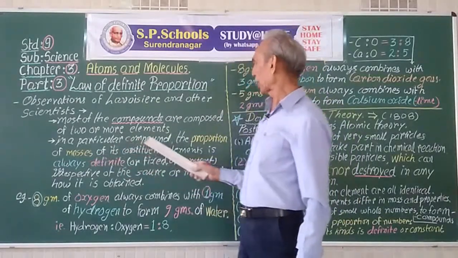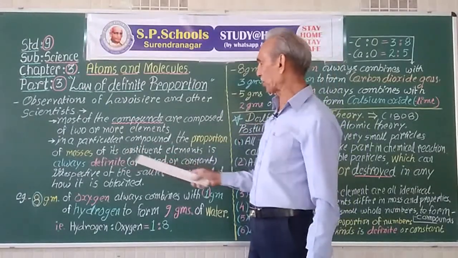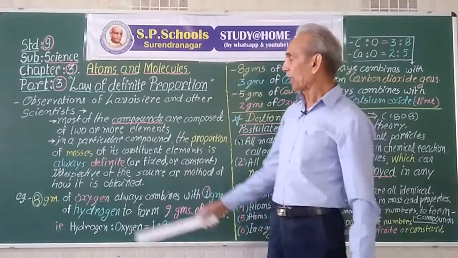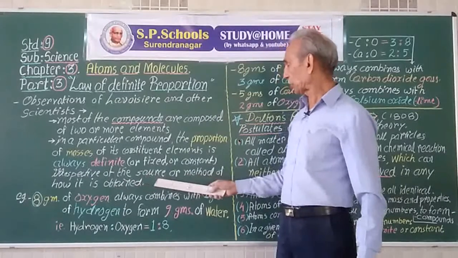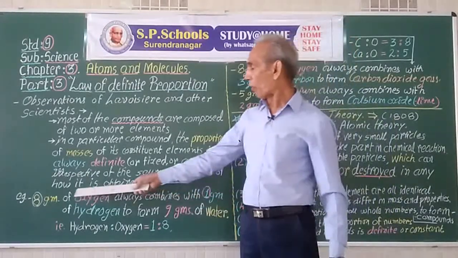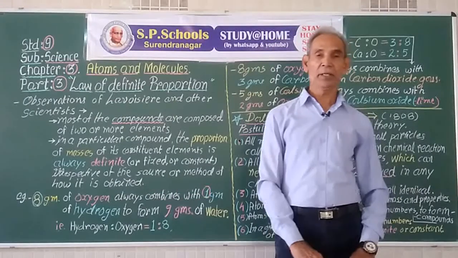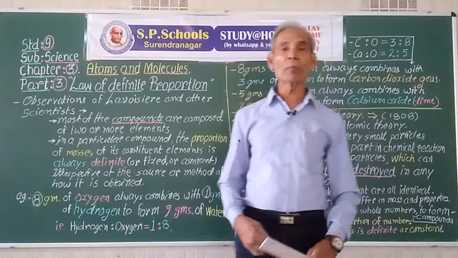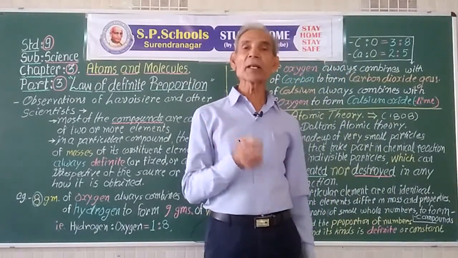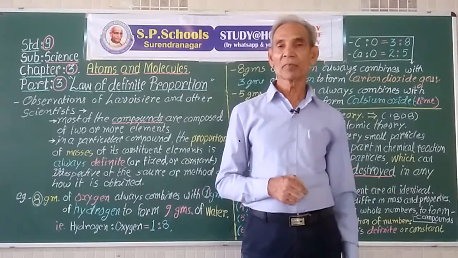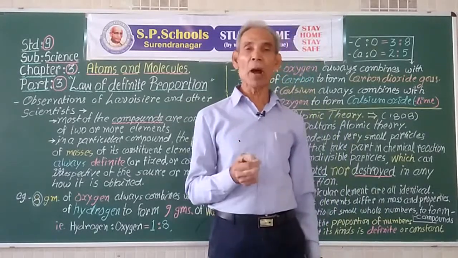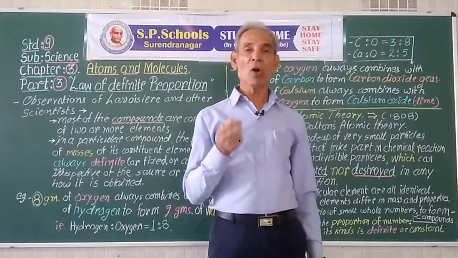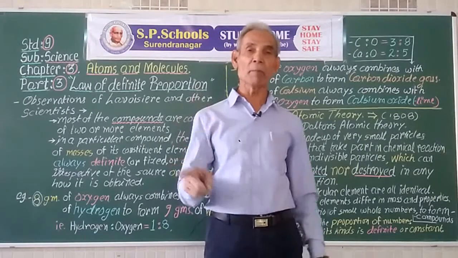So, in a particular compound, the proportion of masses of its constituent elements is always definite or fixed or constant, irrespective of the source or method of how it is obtained. One compound can sometimes be obtained by more than one method. By any method you get a compound, the proportion of the constituent elements always remains constant in that compound.